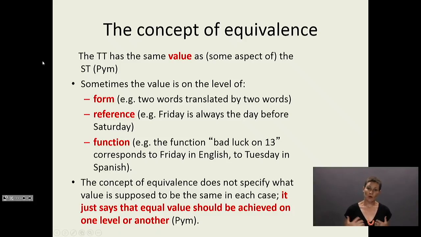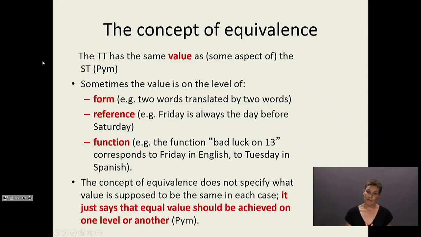So the concept of equivalence rests on this idea that the target text has the same value as the source text. And this is an understanding that Pym has particularly driven home. Sometimes we might have this equivalent value on the level of form. So we might be able to translate two words with two words, but we might not. We might have, for example, the word cheese go from one word into two words. There's still equivalence there. Reference, so for example with Friday the 13th, Friday is always the day before Saturday, so that referential point might be important in translating across.